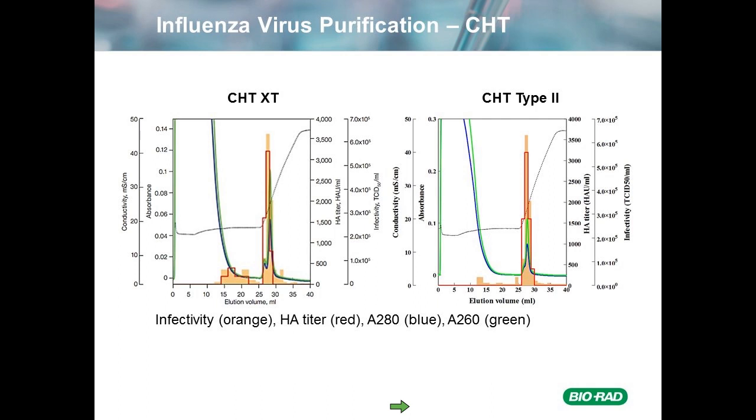Okay, so first let's start with some virus purification. What I'm showing here are two chromatograms on CHT type 2 and CHT XT of influenza virus purification, and I'll get more into influenza virus much later on in the talk. But what you see is that the virus infectivity in orange and the hemagglutination titer, or HA titer, in red are both well separated from the bulk of the material, which either flows through or is eluted in a low salt wash on either column. The final yield was about 75% with both of these, and the final purity was greater than 90%, which is rather good for a single-step purification.